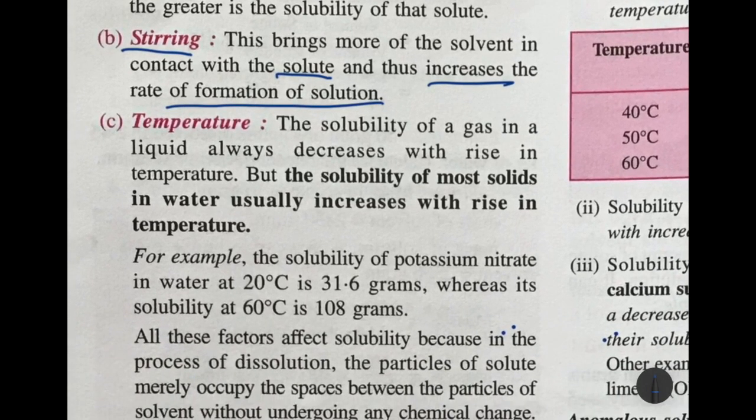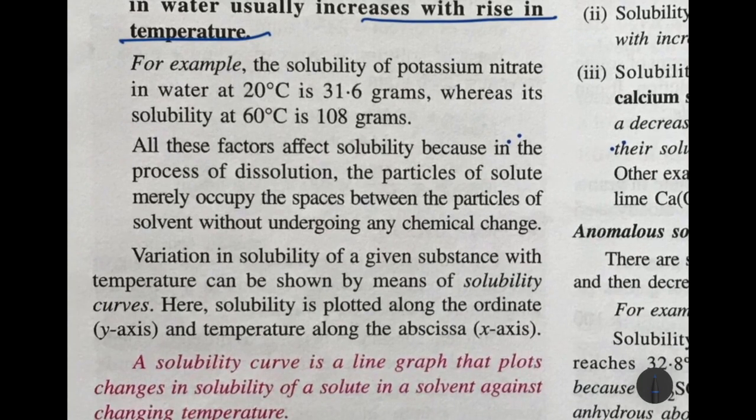Now next is temperature. The solubility of a gas in a liquid decreases with rise in temperature, because when you heat a gas, it will escape away from the solvent. But the solubility of most solids in water increases with rise in temperature. If you take for example potassium nitrate, at 20 degrees Celsius 31.6 grams of it dissolve, but if you heat it to 60 degrees Celsius 108 grams will dissolve. So you can see how the rise in temperature has increased its solubility.